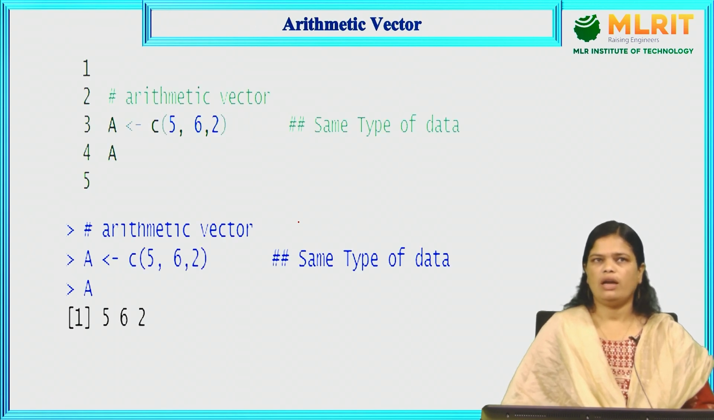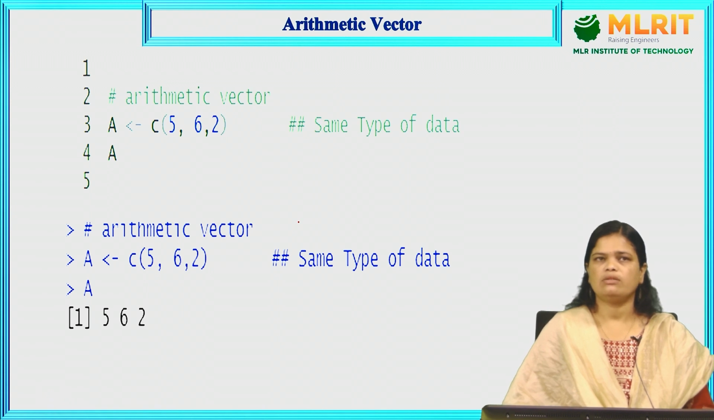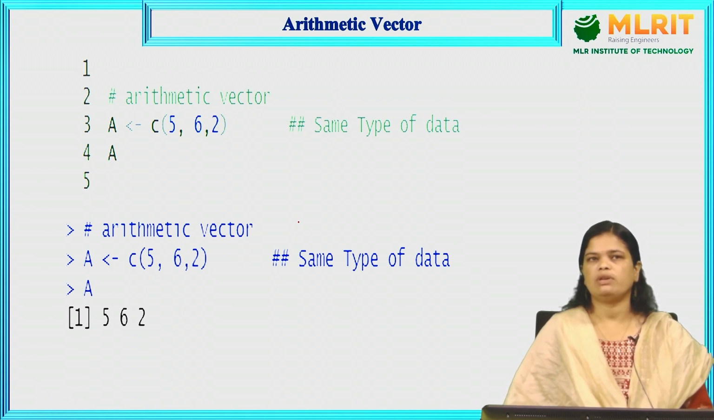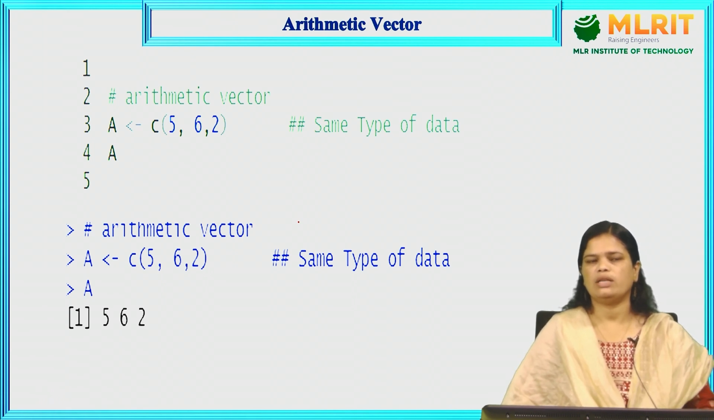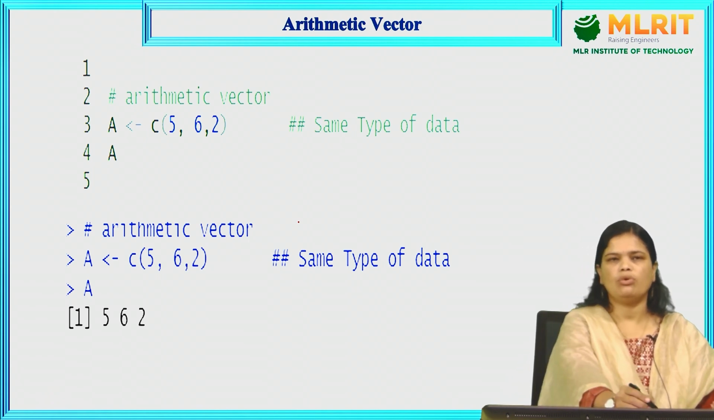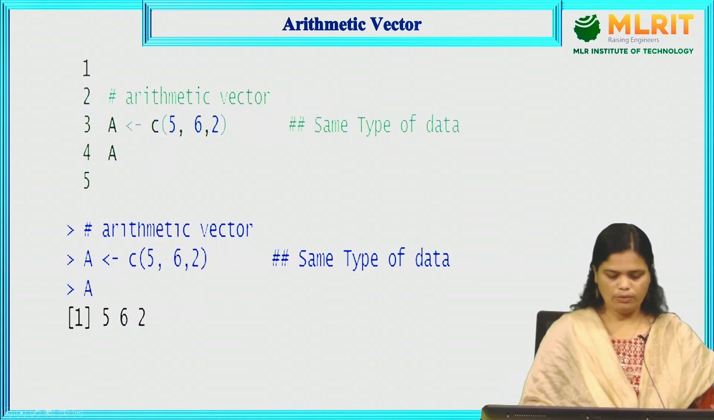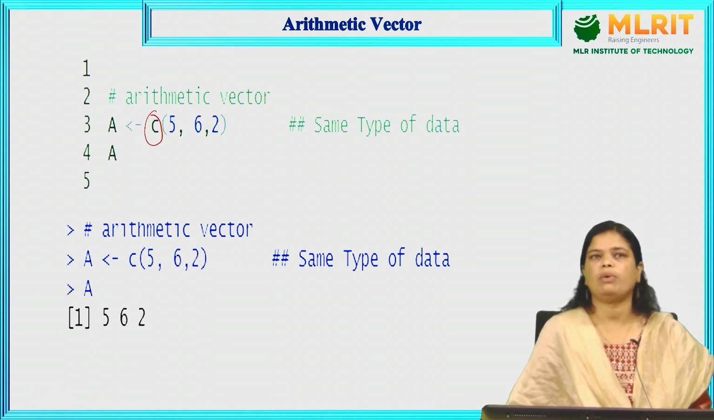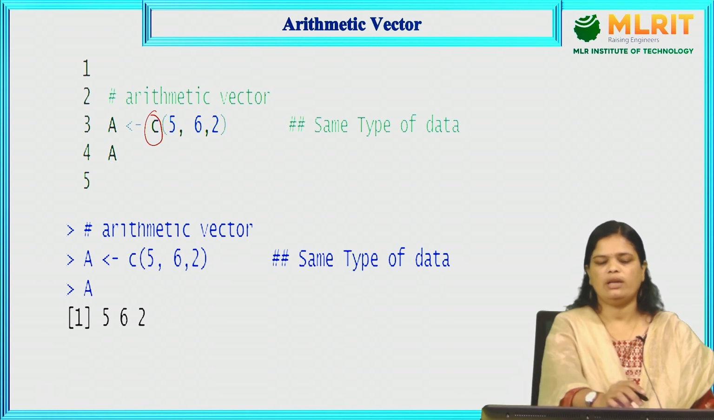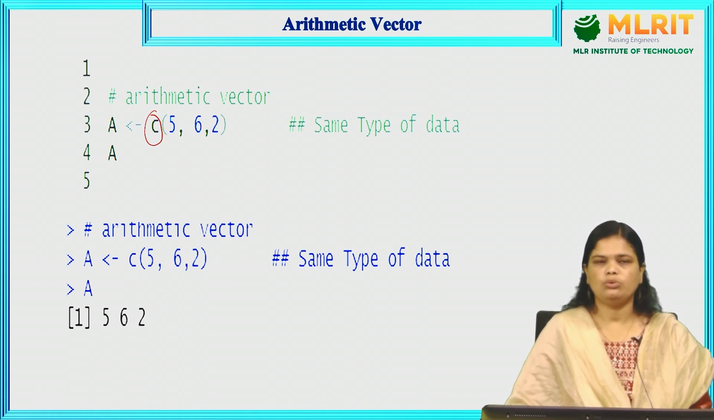Here I have an example of how to declare a vector. For declaring a vector, we can use a vector function, or if you need to have more than 2 elements to declare a vector, you have to use the C function. C function followed by the numbers. I have declared 5, 6 and 2 here.